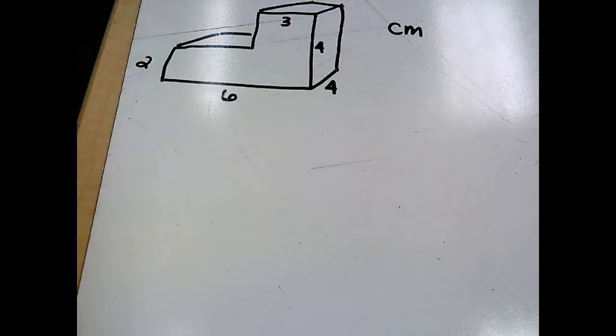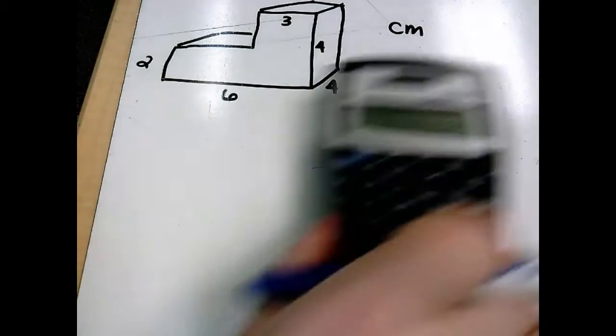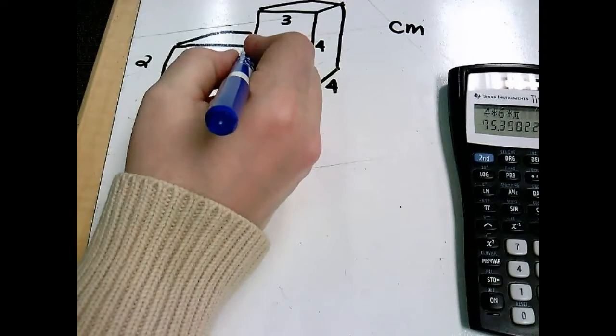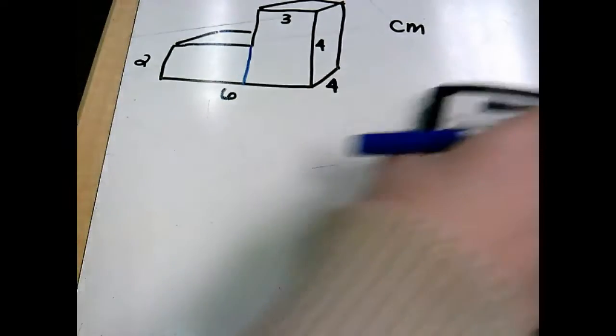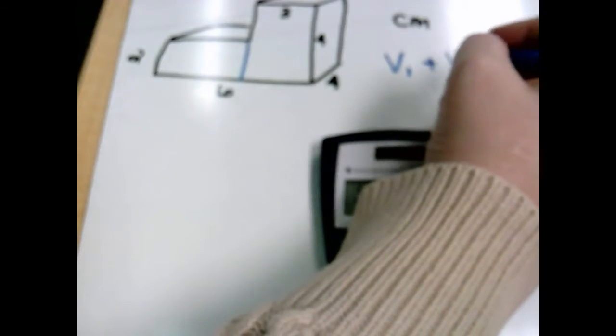Now in looking at this, what I want to do in order to be able to find the volume of all of it is break it into manageable pieces that I can find the volume of separately. So I'm going to go ahead and cut it here into 2 separate pieces, and if I find the volume of the first piece and add it to the volume of the second piece, that will give me the volume of the whole piece.